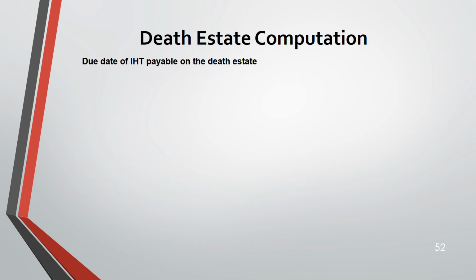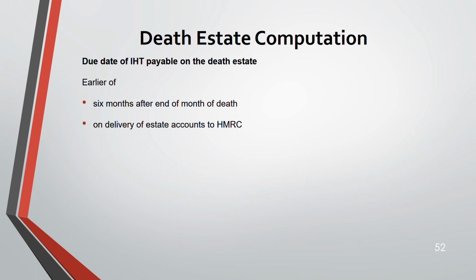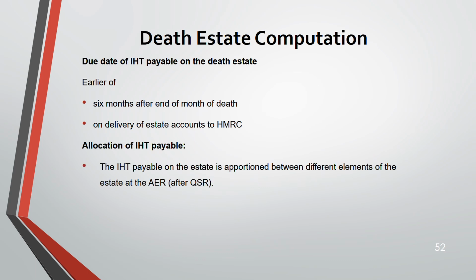Now, due date. The due date is the earlier of 6 months after the end of the month of death. You can die any day, maybe 15th of November, but the date will be taken from the end of the month, that is 30th of November. Then add 6 months to it, or on delivery of estate accounts to HMRC, whichever is earlier, that is the due date.